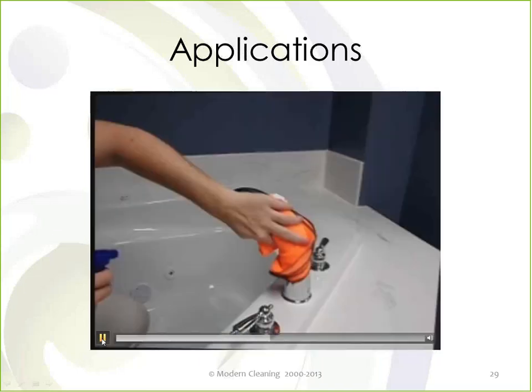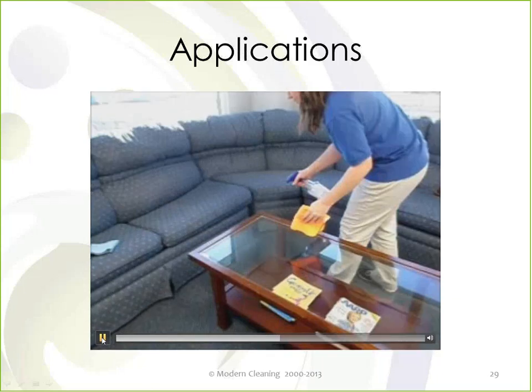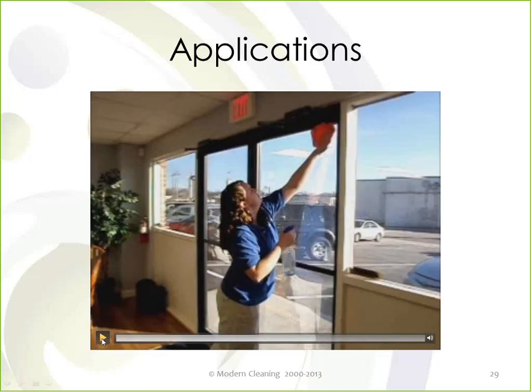Chrome, excellent for shining chrome. Again, a glass tabletop. As with anything you're spraying, make sure you don't get it on the furniture. Don't overspray on the wood. Windows, and in this particular window, they have a film on it that is not supposed to have any chemicals used on it, so DI is perfect for that.